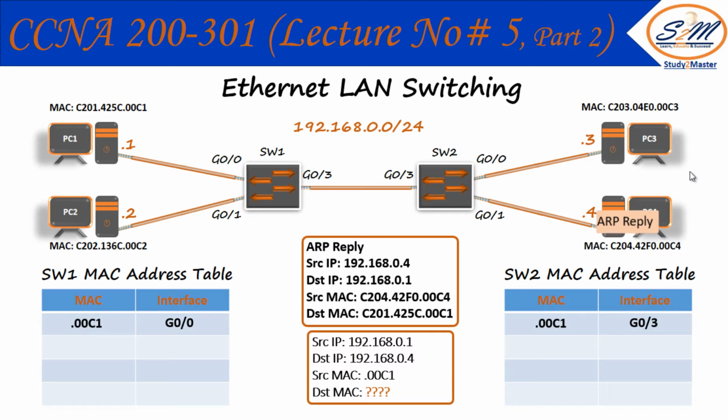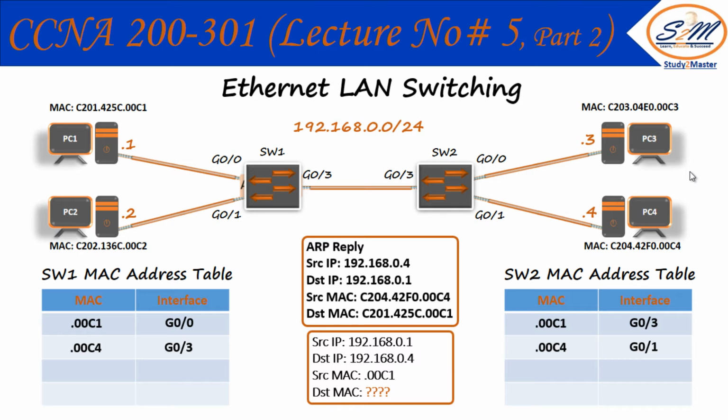Now PC4 sends a reply to switch 2. Switch 2 learns its MAC address on port Gig 0/1 from the MAC address 00C4. Now switch 2 sends a reply to switch 1. This process is called known forward or known reply. So switch 2 sends its frame to switch 1.